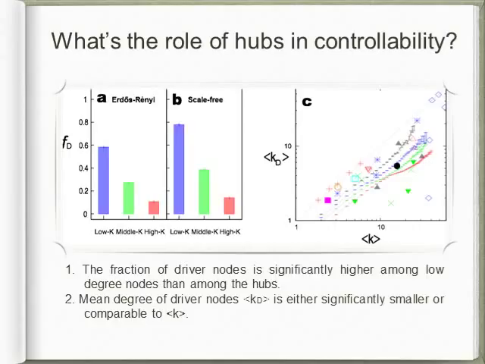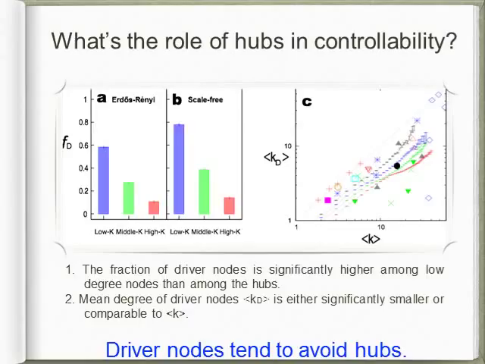The second experiment is even more straightforward. We just calculated the mean degree of the driver nodes and compared it to the mean degree of the whole network. And you see that the mean degree of driver nodes for most real-world networks is either significantly smaller or comparable to the mean degree of the whole network. So both experiments suggest that the driver nodes tend to avoid hubs, which is a kind of counterintuitive result.